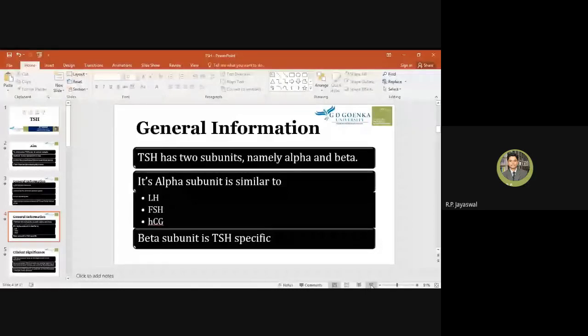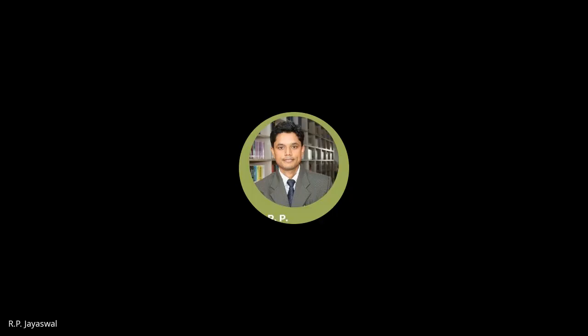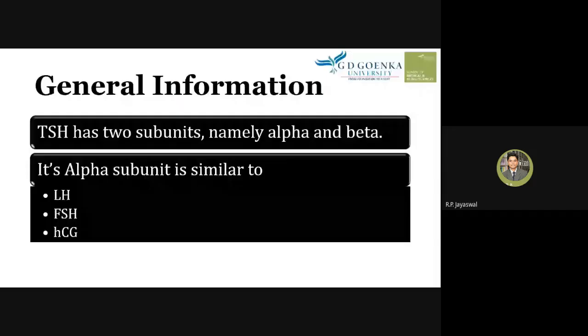Okay, so TSS has two subunits. When we study the structure of TSS, it has two monomer units. One is alpha and another is beta. The alpha subunit is similar to other hormones like LH. LH is a luteinizing hormone, FSH is a follicle stimulating hormone, and HCG is a human chorionic gonadotropin hormone.